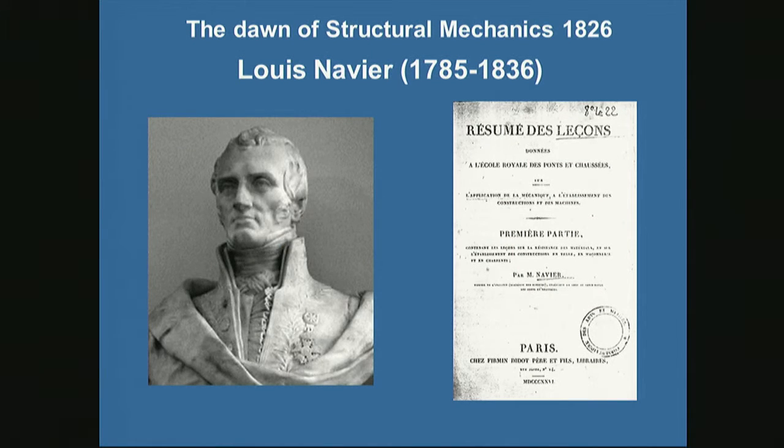And then in 1826, this man, Louis Navier, and you guessed it right, is the same Navier as the Navier-Stokes equation, published his leçons, his lecture notes. In these leçons in 1826, he produced the theory of bending, which we now use. And he also wrote a lot of other very useful things. So this publication was the dawn of structural mechanics, and it was the curtain opener to the production of structural mechanics in the 19th century, in which Maxwell played a major part.